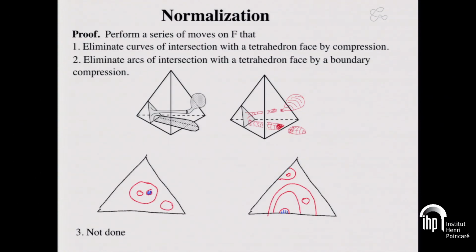You can see some things we have to worry about. Here's a loop on a face. Here's an arc on a face that loops back. It may have a little circle blocking it from going out. But if we've gotten rid of all the circles, then there aren't going to be any of those loops getting in the way. One problem is that when we push across the boundary, we may create loops in some other face. But there's a simple complexity which tells you you're always making progress. So this process stops.